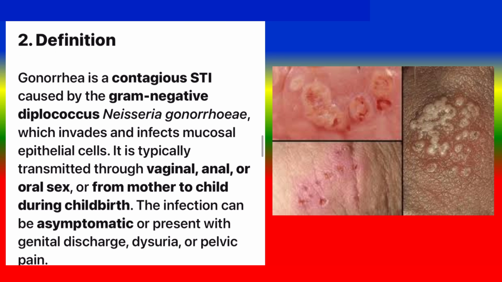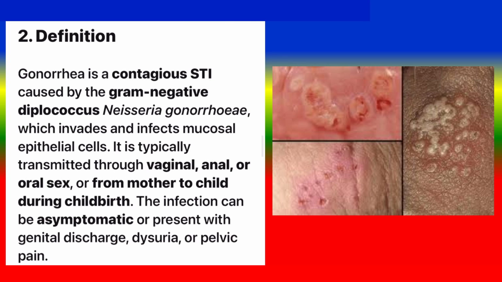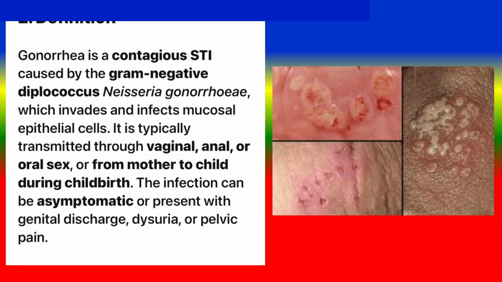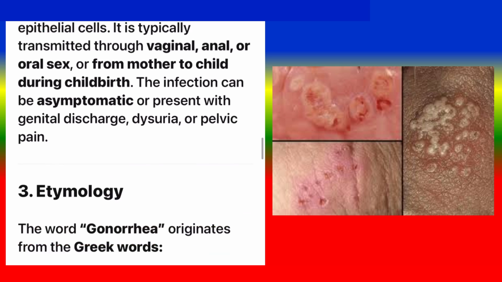2. Definition. Gonorrhea is a contagious STI caused by the gram-negative diplococcus, Neisseria gonorrhoeae, which invades and infects mucosal epithelial cells. It is typically transmitted through vaginal, anal, or oral sex, or from mother to child during childbirth. The infection can be asymptomatic or present with genital discharge, dysuria, or pelvic pain.